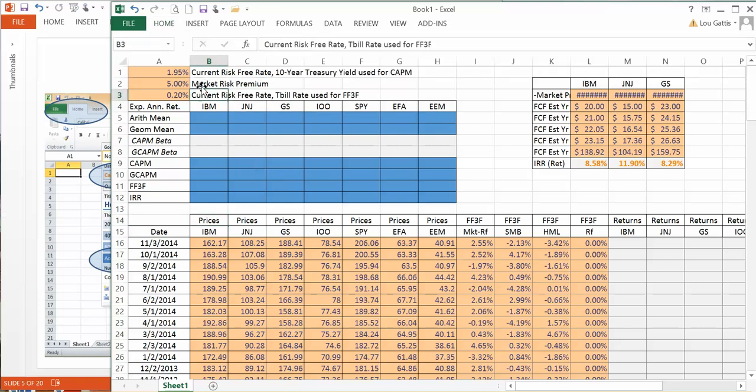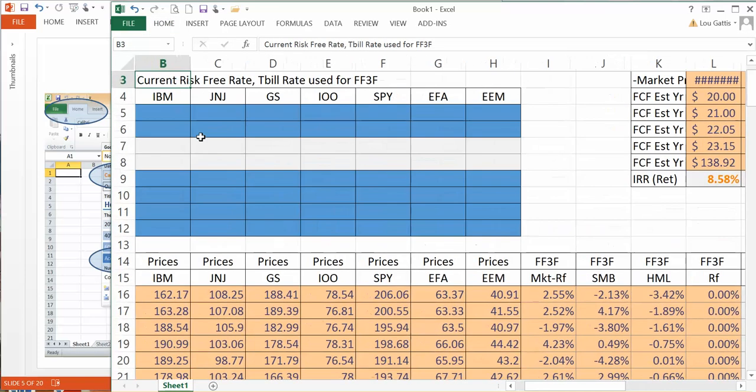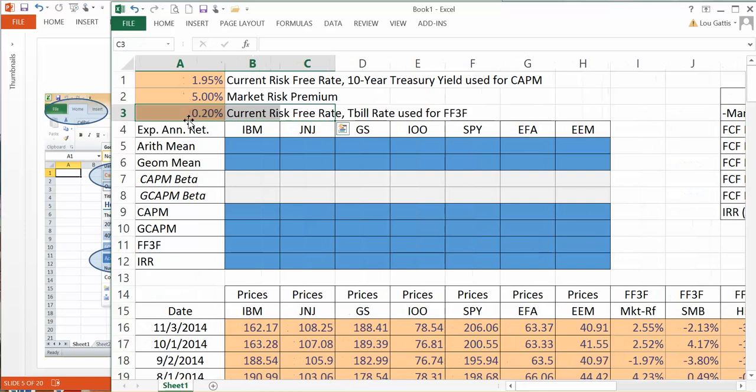I also have the current Treasury rate. The 10-year Treasury bond rate is about 1.95 as of early 2015. I have an estimate of the market risk premium, which is the expected return of the U.S. equity market over Treasury bond rates. And that's just an estimate. I put in a 5%. And I also have the annualized T-bill rate as of this time period.